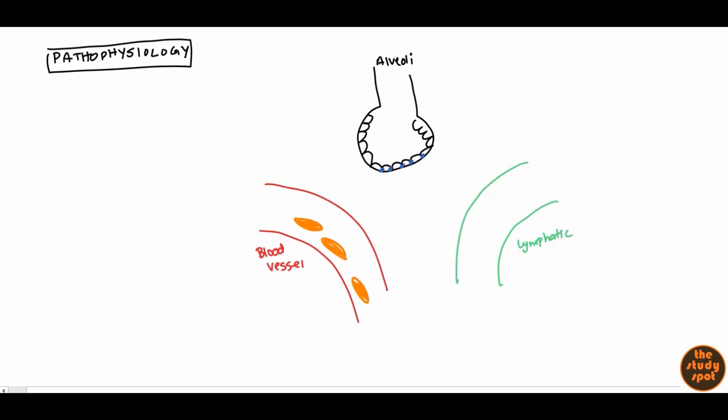Let's go ahead and reset the picture here and take a look at what happens when you actually have the pathology. So the first step is you have leakage of the blood vessel. So any pathology that causes spaces to be formed in between the blood vessel cells can potentially lead to more fluid loss. And so what happens is, instead of losing a small amount of fluid, you end up losing a lot of fluid into the interstitial space.